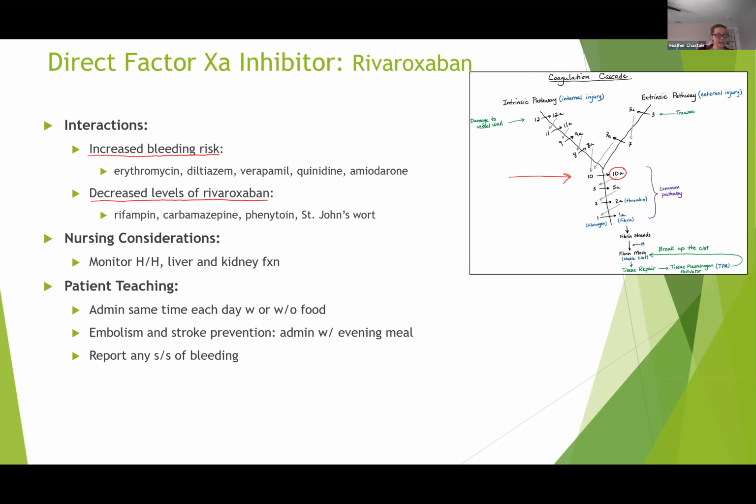With patient teaching, administer the same time each day with or without food. So whatever it is, whatever they decide it's going to be, it needs to be consistent to help keep a steady state within the body, okay? But they can pick it, they can choose it. The only exception is if they are trying to prevent embolism or a stroke, they need to give it with the evening meal. I don't know why. I don't know why it matters. Seems like you should just say, okay, give it with the evening meal all the time, no matter what you're on it for. But anyway, so there it is. And then report any signs and symptoms of bleeding.